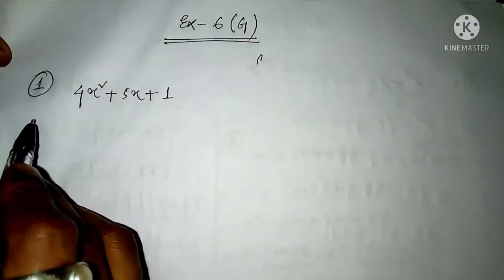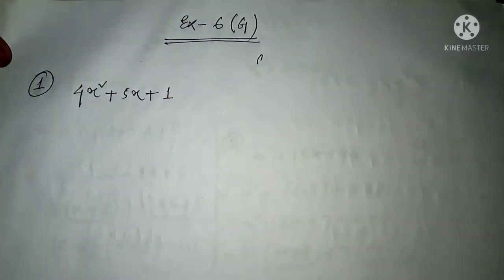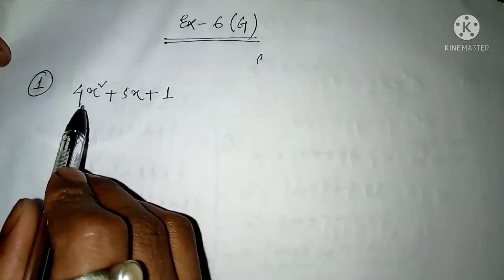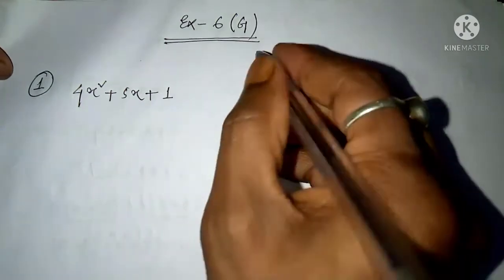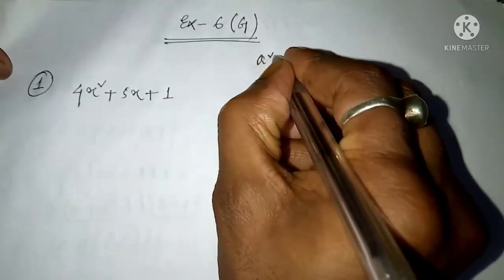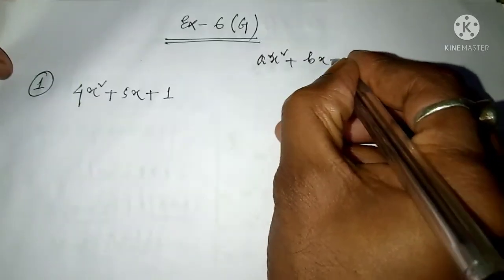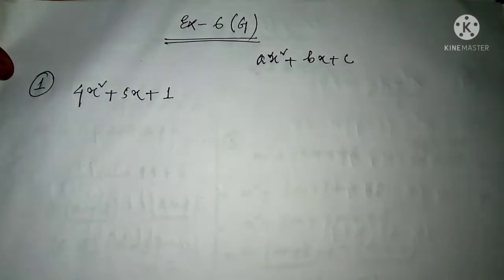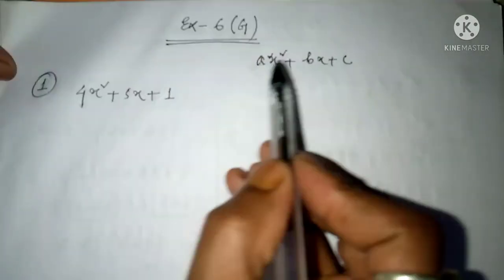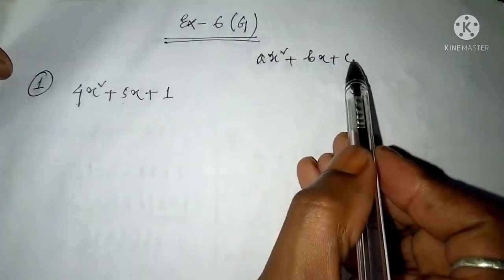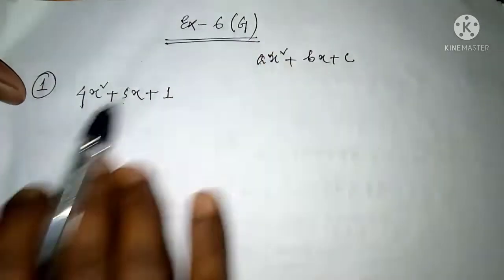So students, this is our first question of our exercise 6G, and the question is here, you can see here 4x square plus 5x plus 1. Now this question is of the form ax square plus bx plus c. Now see here, in place of a I have 4, in place of b I have 5, and in place of c, that is your 1. Now see how to factorize this type of questions.